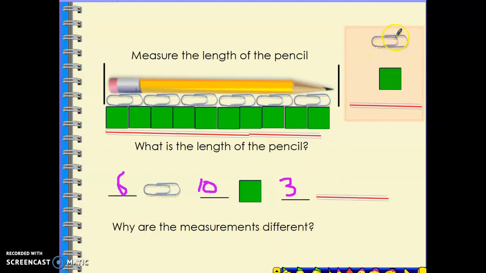Well, the measurements are different because notice how the paper clips and the square and the straw, they're all different lengths. So it actually took more squares because the squares are shorter, and it actually took less straws to measure the same length pencil because your straws are longer than the squares.